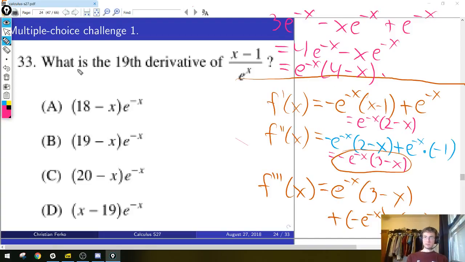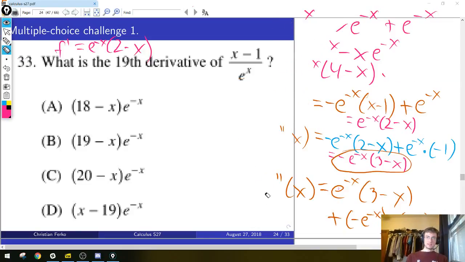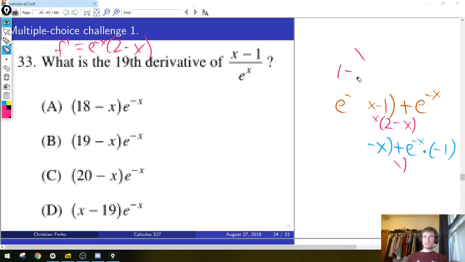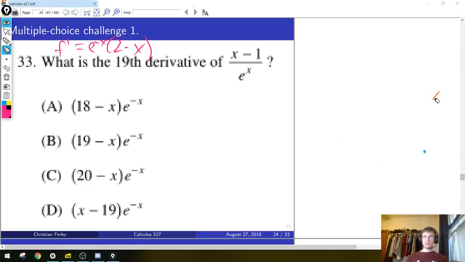So now we can kind of guess the pattern. I've run out of space, but I'm just going to erase this stuff and rewrite it. Just so I don't forget the first one, f prime is e to the minus x, 2 minus x. Okay, so let's guess the pattern from the first 3 calculations that we just did. Man, this is pain. See, I could have just erased the whole screen if I didn't want to keep that.